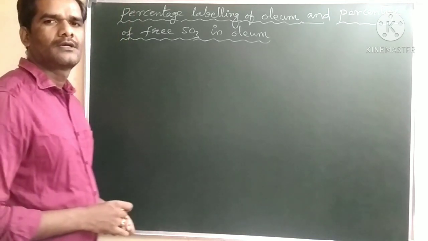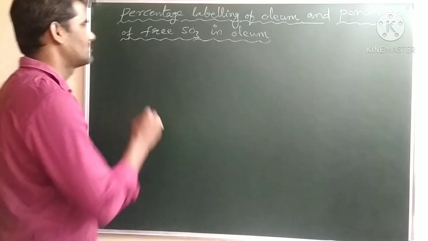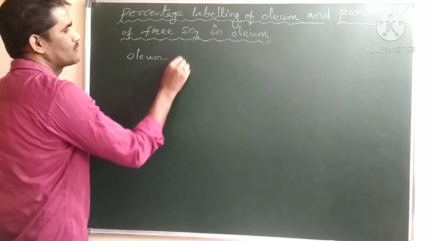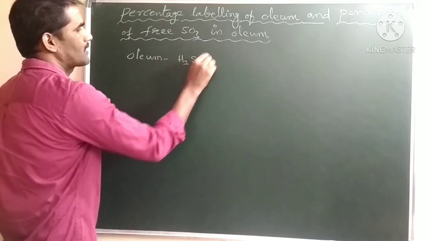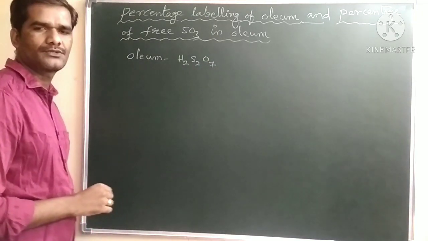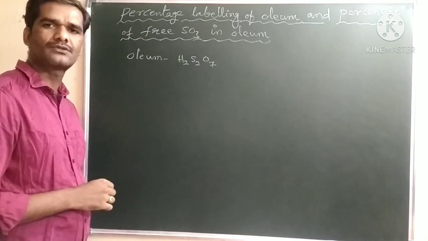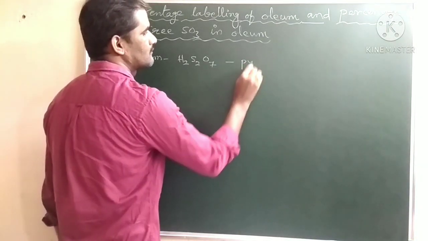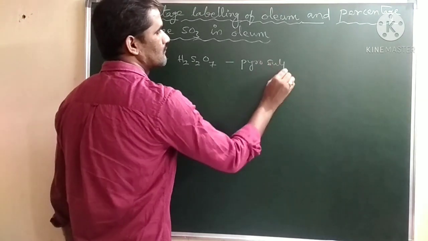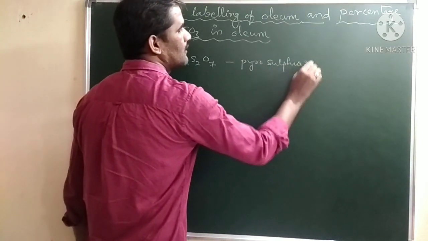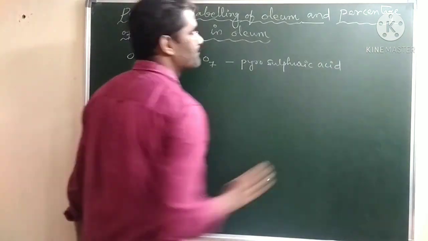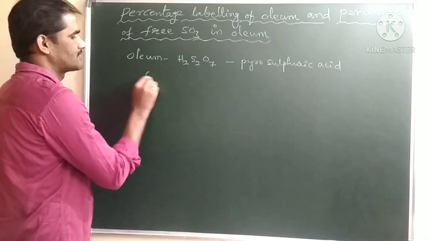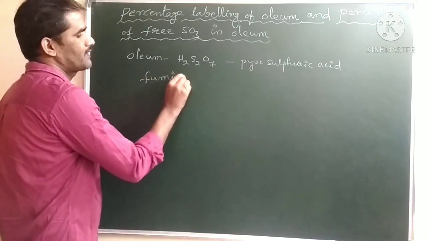First of all, what is oleum? It is a commercial name for H2SO4. The chemical formula for oleum is H2S2O7. It is also called pyrosulfuric acid. And we have another name for pyrosulfuric acid, that is fuming sulfuric acid. You can also call it fuming sulfuric acid.